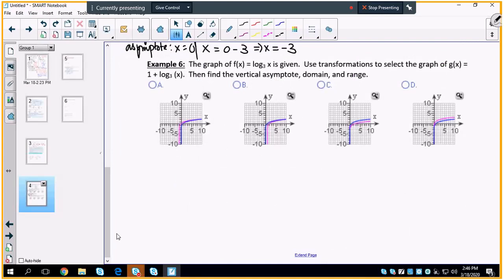This time, I'm going to do 1 plus log x to the base 3. So this one talks about a shift up by 1 unit. So you're going to add 1 to your y coordinate. So again, I do the listing for the original versus the changed ones.